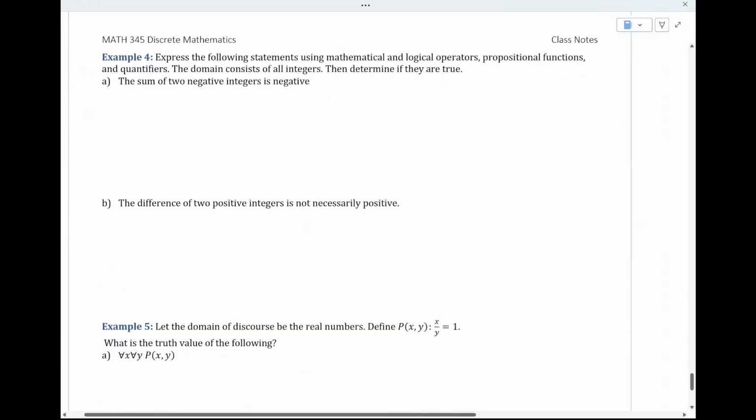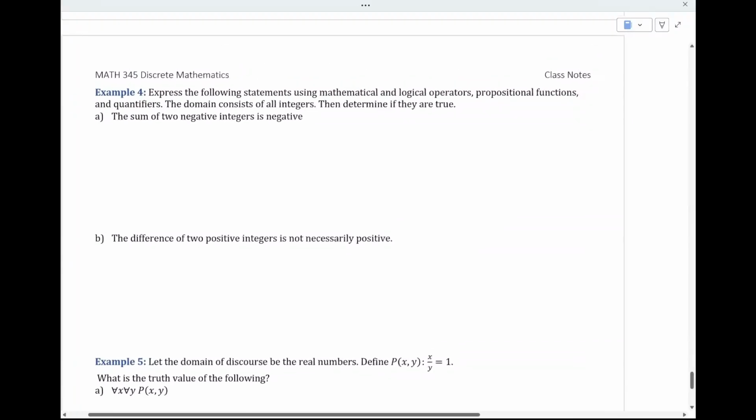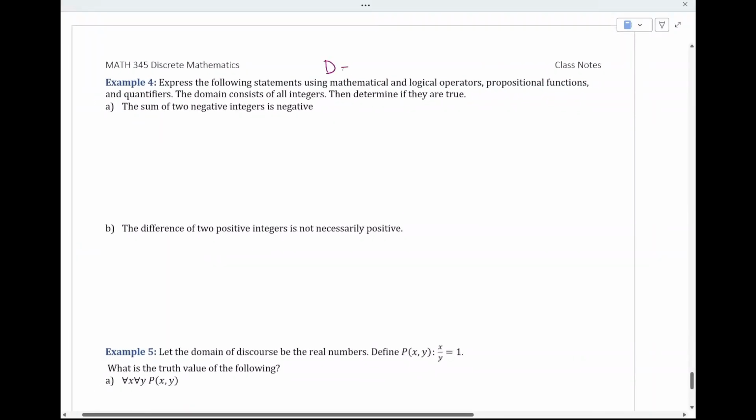Okay, let's move along to example 4. Turn my page. Example 4. Express the following statements using mathematical and logical operators, propositional functions, and quantifiers. The domain consists of all integers. So my domain here is Z plus squared, maybe, because we're doing two things.